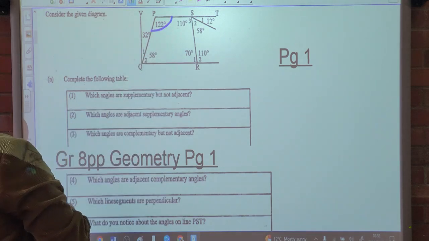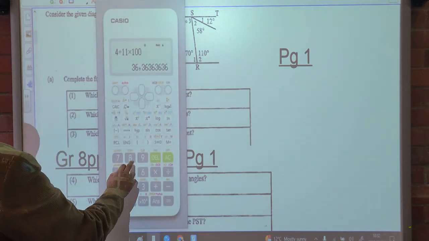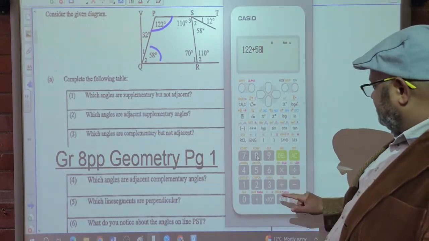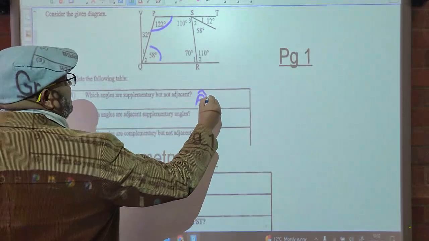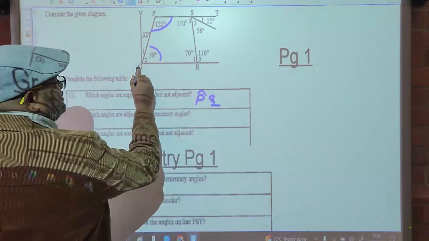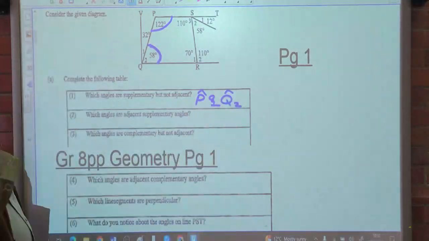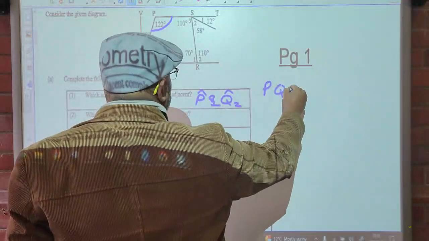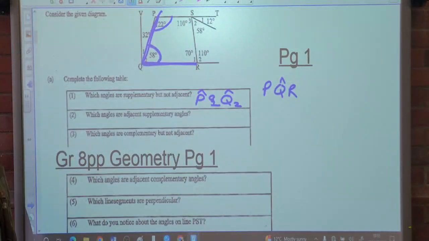Angle P is plus 58. Not so? Let's check. So it must add up to 180. So 122 plus 58 is 180. So that means you say that angle P and Q. And now Q, if I'm referring only to that angle, I have to say it's angle Q2. Or you can name it as PQR, or RQP. You all understand? Right.